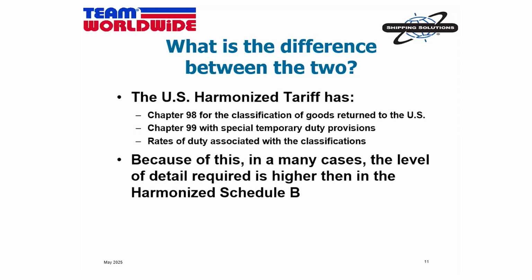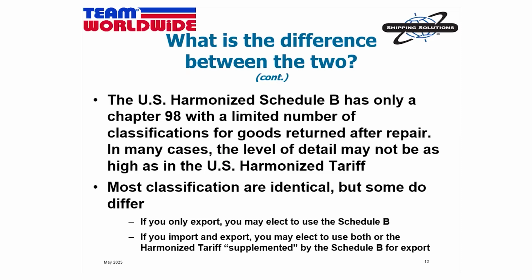And Chapter 98 has a couple of limited classifications, about 10 in total, for certain exports from the U.S. One of the most common is goods exported after repair. There is a special Harmonized Schedule B classification in Chapter 98 of the Schedule B that you need to use for goods being exported after repair, and you only show the value of the repair. That's why we say if you're using the harmonized tariff schedule for export, there may be still some need to refer to the harmonized Schedule B. If you only export, you'd use the Schedule B. If you only import, you must use the harmonized tariff. If you import and export, you can either use both, Schedule B for export, harmonized tariff for import, or the harmonized tariff supplemented by the Schedule B.